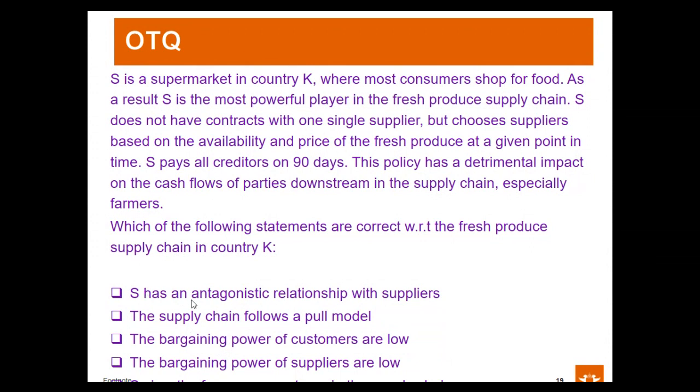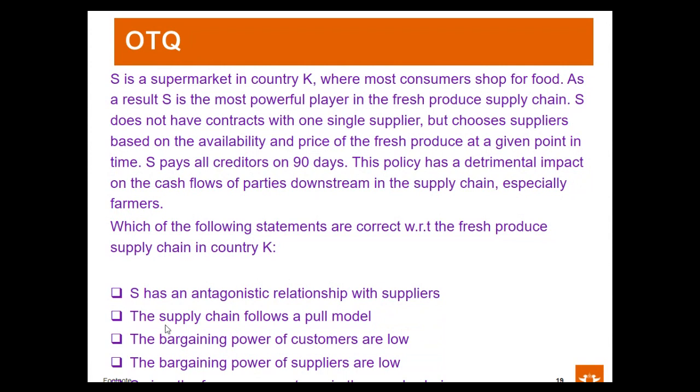So firstly, the supermarket has an antagonistic relationship with the suppliers. That is true. Why? Because they do not have a partnership. They don't view the links in the supply chain as partners. As I say here, they don't have sole single suppliers. They choose suppliers based on the availability and price of the fresh produce. So that definitely fits the description of an antagonistic relationship.